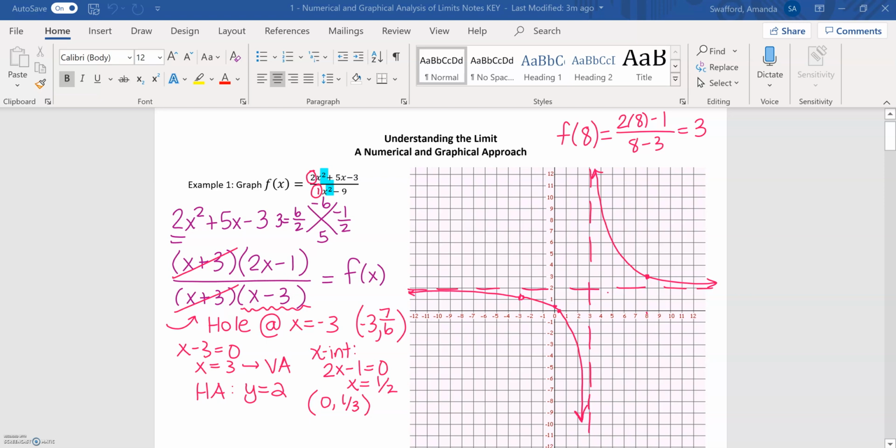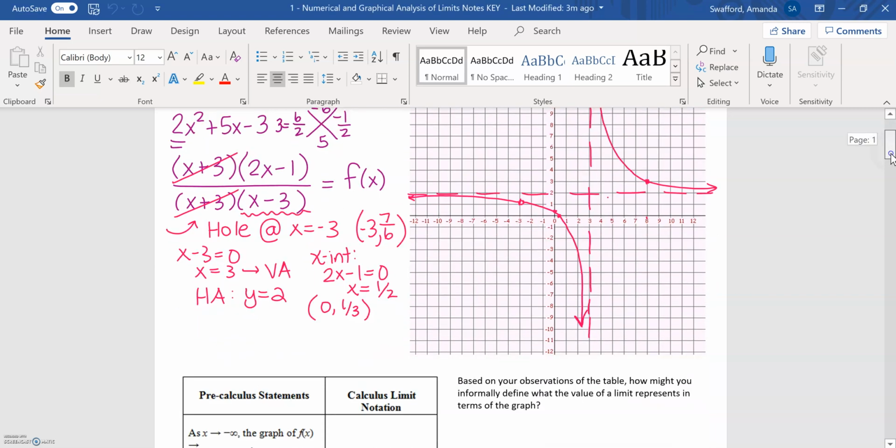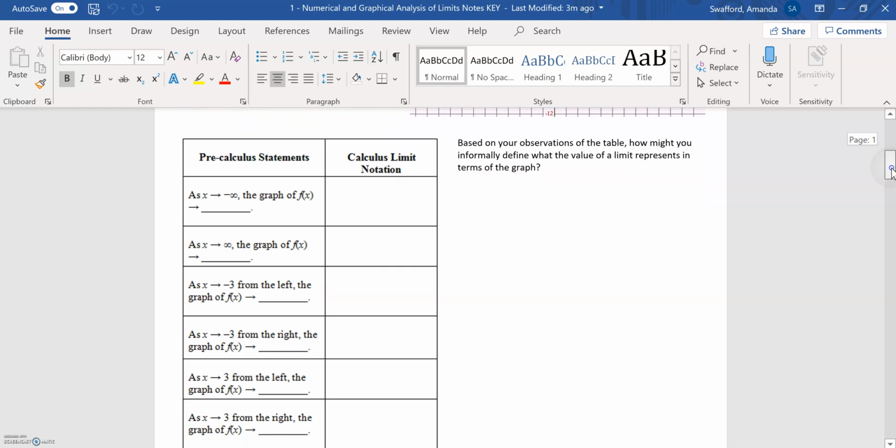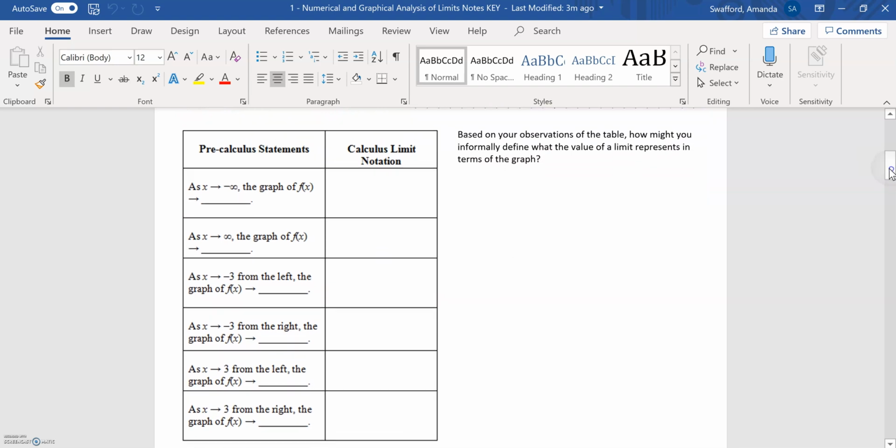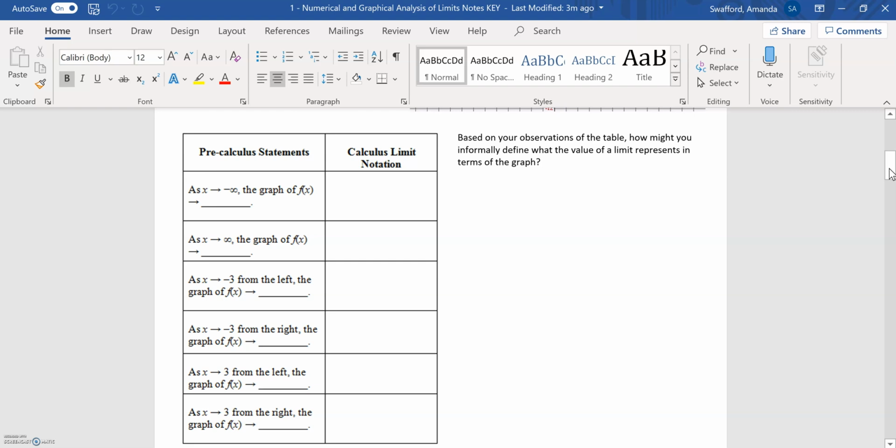Okay, so let's extend our thinking around this rational function. This is something that you did in pre-calculus, so before calculus, graphing a rational function, and you learned about its characteristics. Now we want to take some of those characteristics we discussed before and convert them into some calculus knowledge and calculus statements. So these statements here under pre-calculus statements should look familiar to you. You examined things like end behavior in your prior math classes, and you wrote statements like this.